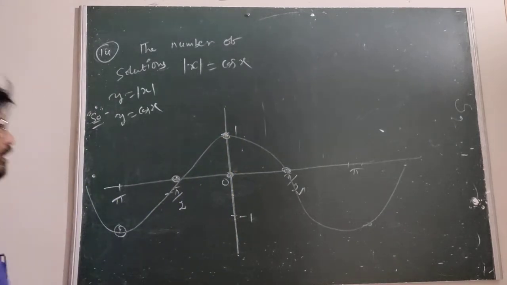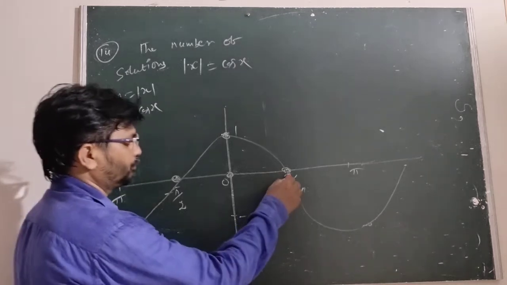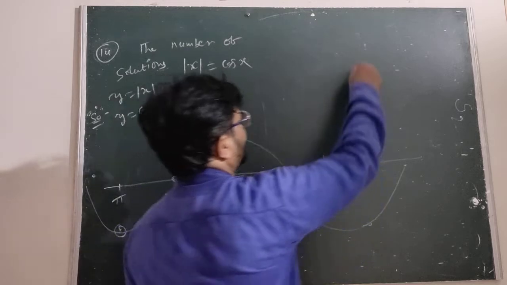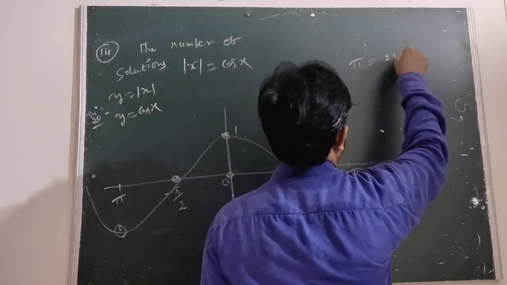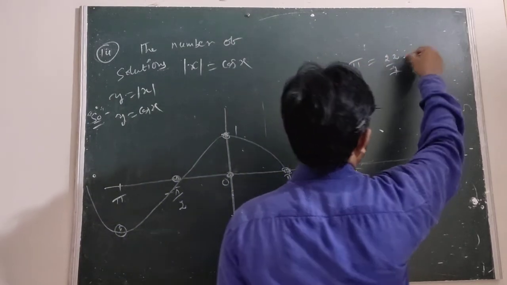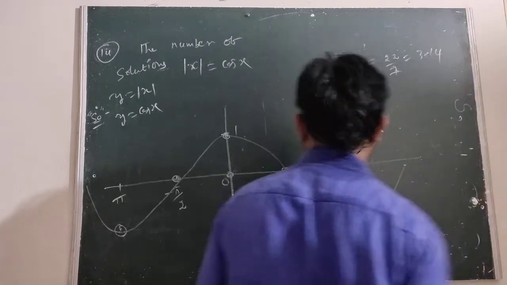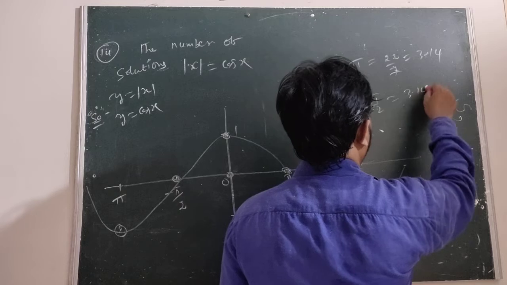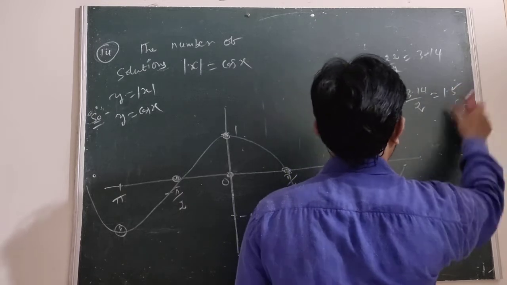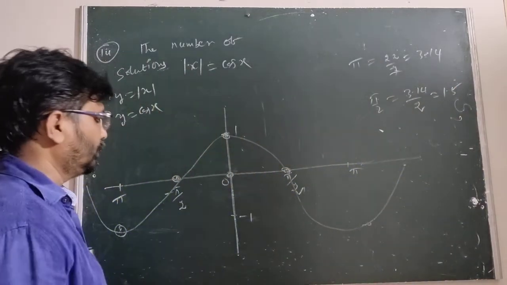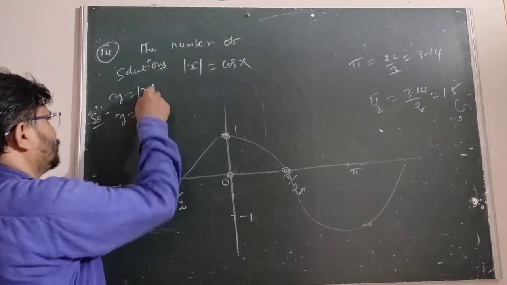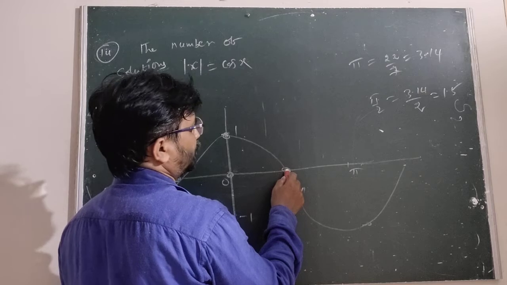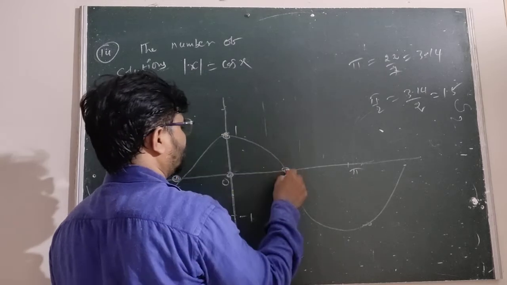Now we observe here the pi by 2. Pi by 2 is the value, we know that in radians, 22 by 7, that is the value 3.14. Now here pi by 2 is 3.14 by 2, approximately 1.5. So here, if you take y equal to mod x, this is y equal to x. Suppose if you take pi by 2, that value may be 1.5 here.